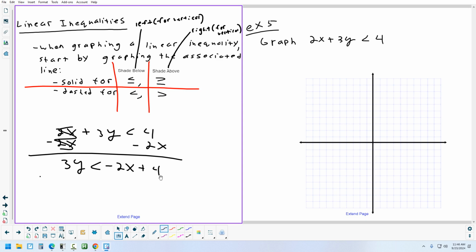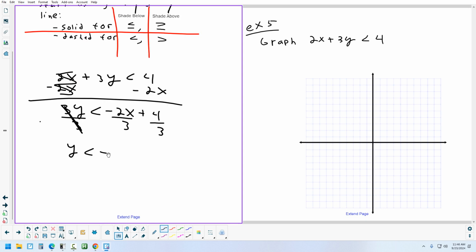All right, and what about my last step to get y by itself? Yeah. Divide both sides by 3. Yep. And you have to do it there, there, and there. So we got awful numbers. They're not nice numbers. So we got y is less than negative 2/3 x plus 4/3.